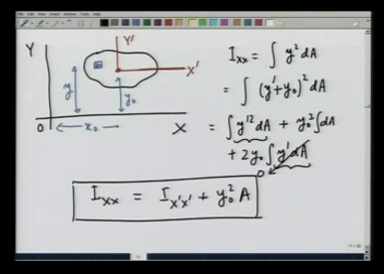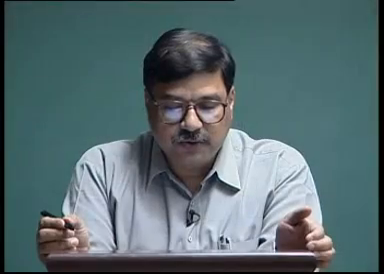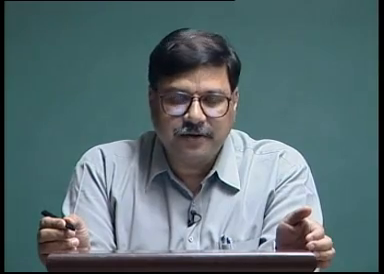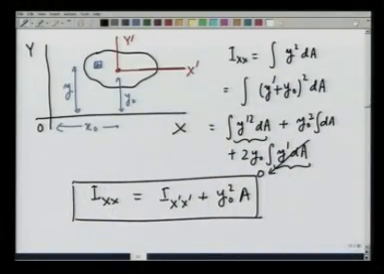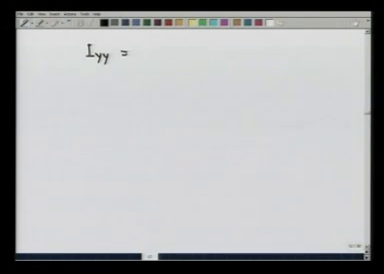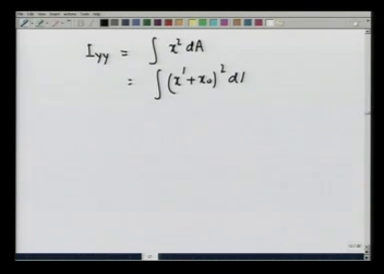This way, if I know the second moment of inertia of a body about an axis passing through its centroid, I can easily calculate the second moment of inertia of the same body with respect to an axis which is parallel to the first axis, but displaced by an amount y0. In the same manner, we can now calculate Iyy, which is equal to integral x squared dA, which I can write as integral x prime plus x0 squared dA.